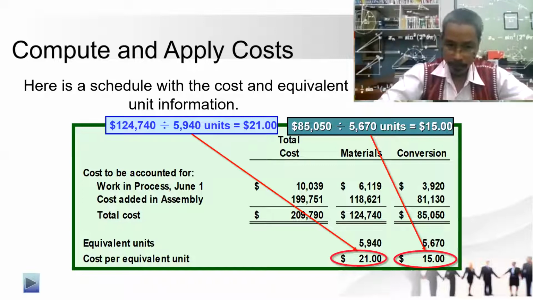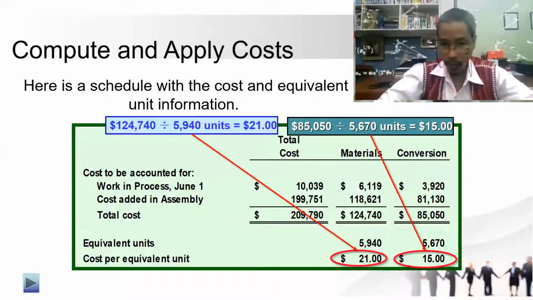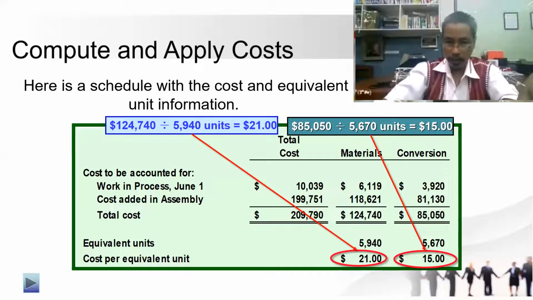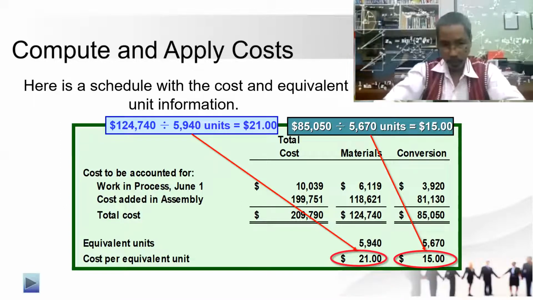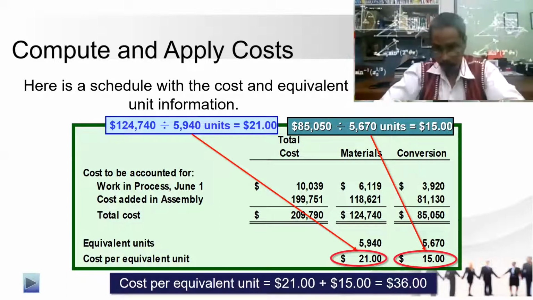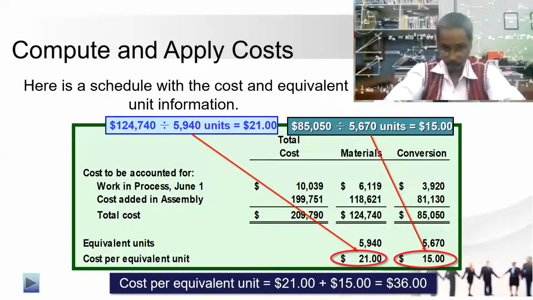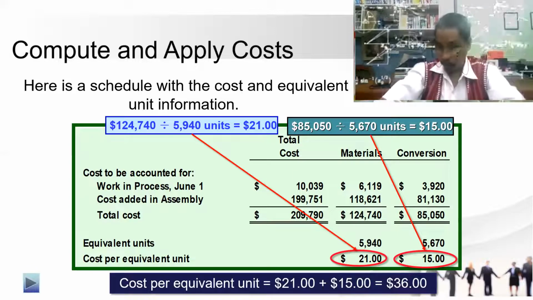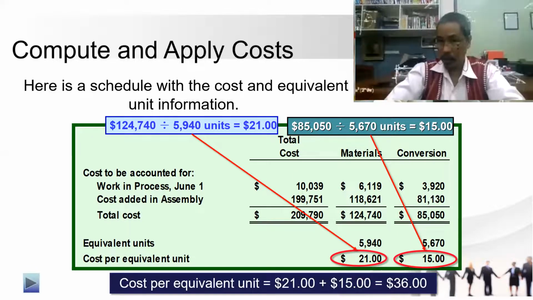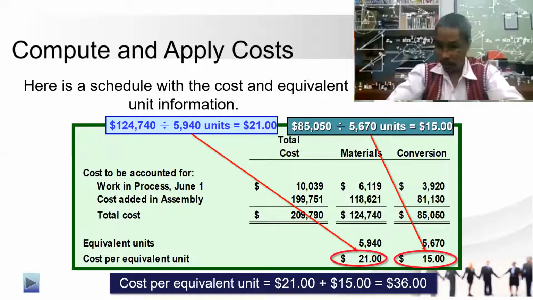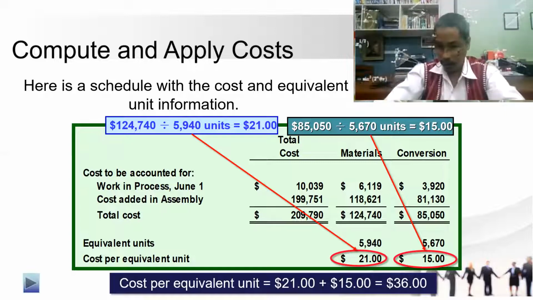So that is how we computed it. Take a look, get your calculator and practice. Use these values. So cost per equivalent unit is equal to $21 plus $15, which is equal to $36. Because we have to total this: materials plus labor plus overhead. Labor and overhead, that is conversion. So we have to add all of this. So the total is $36.